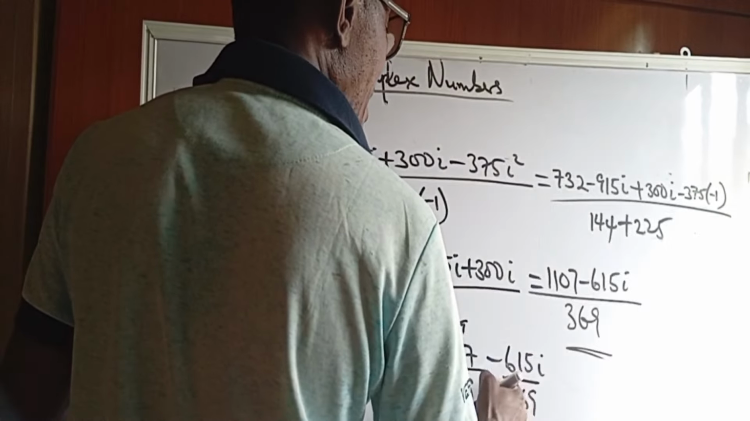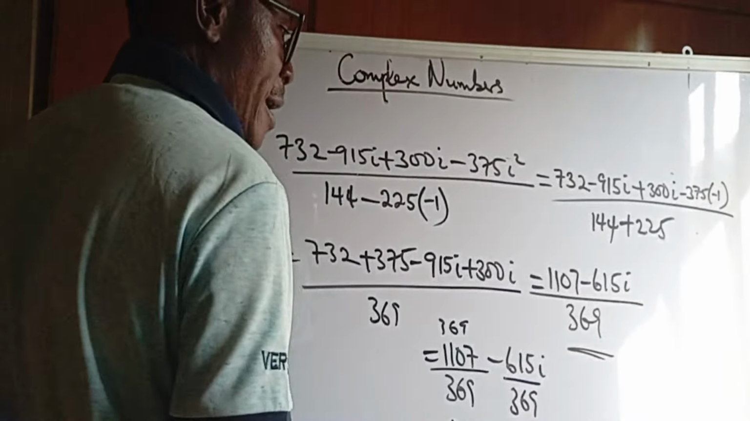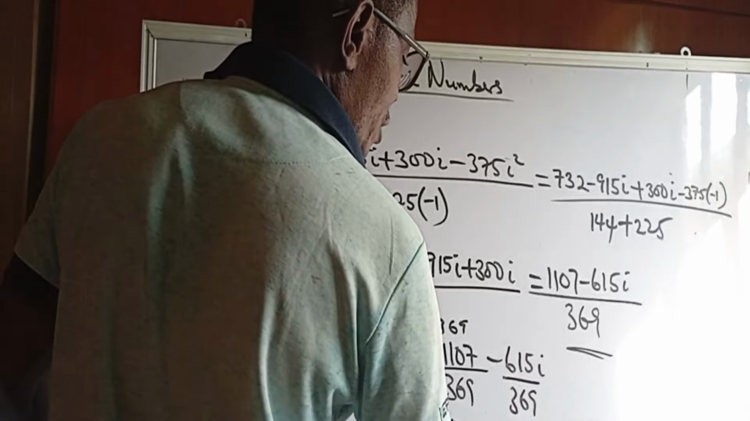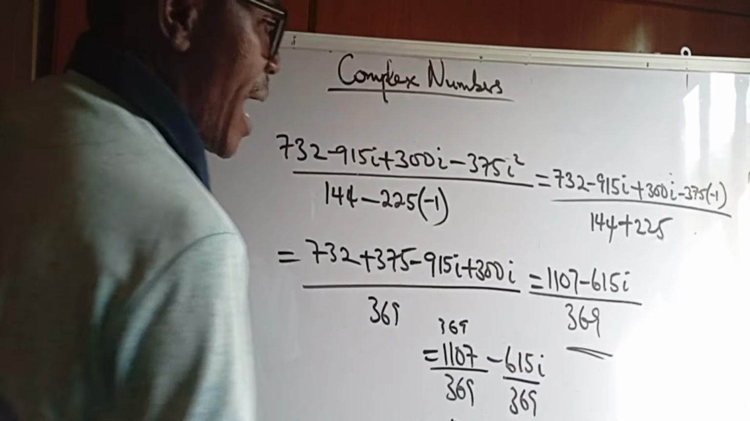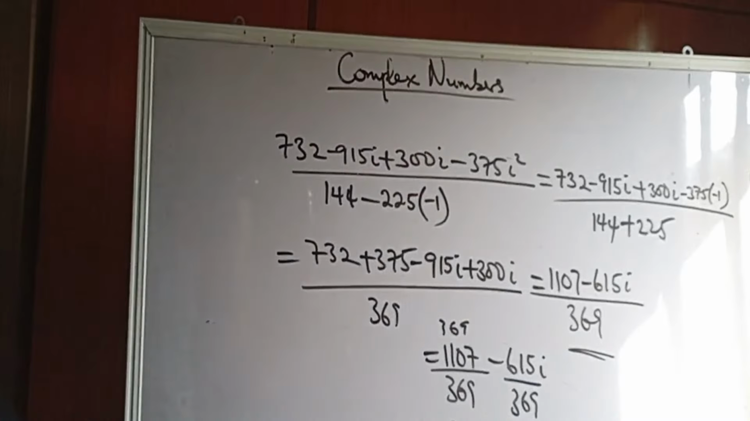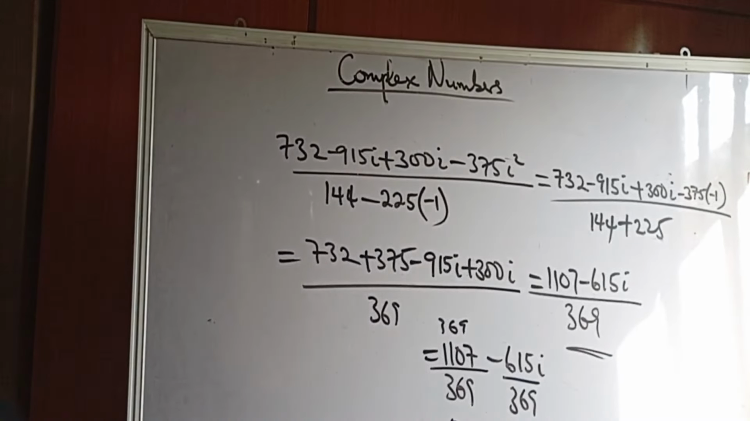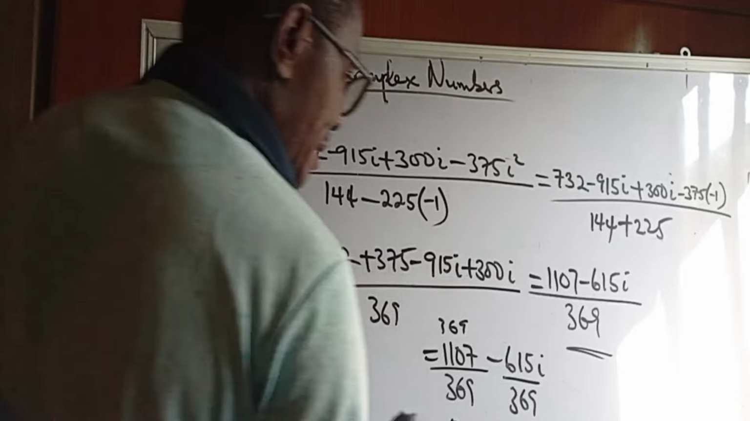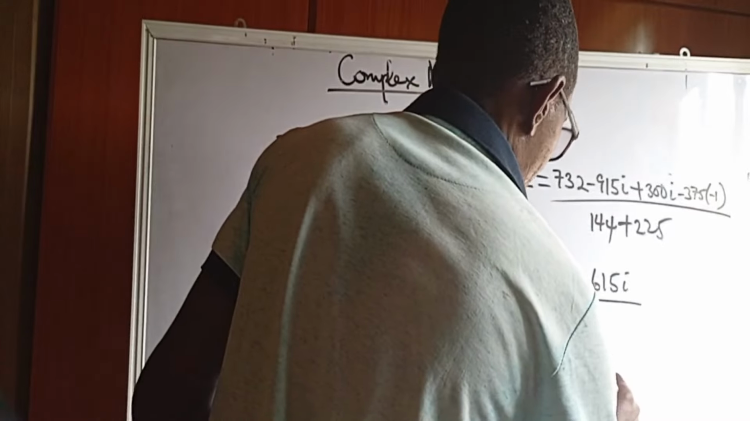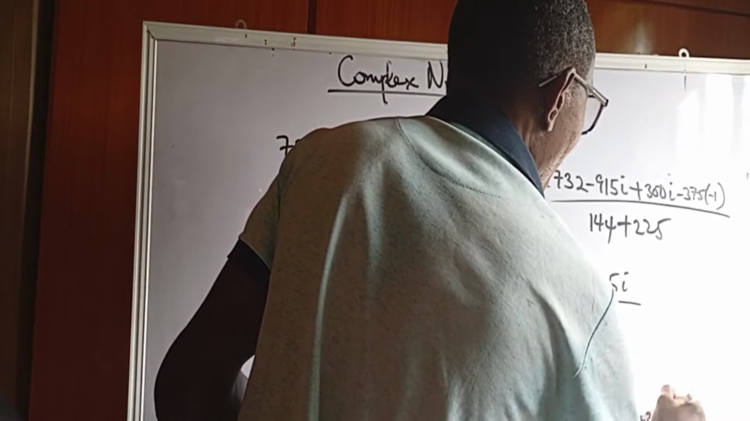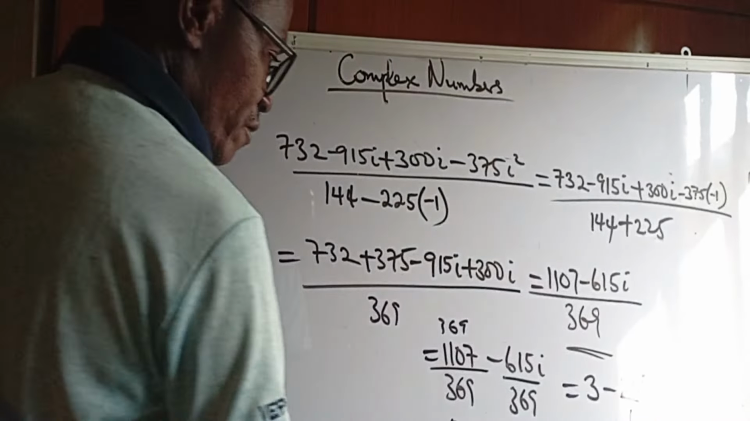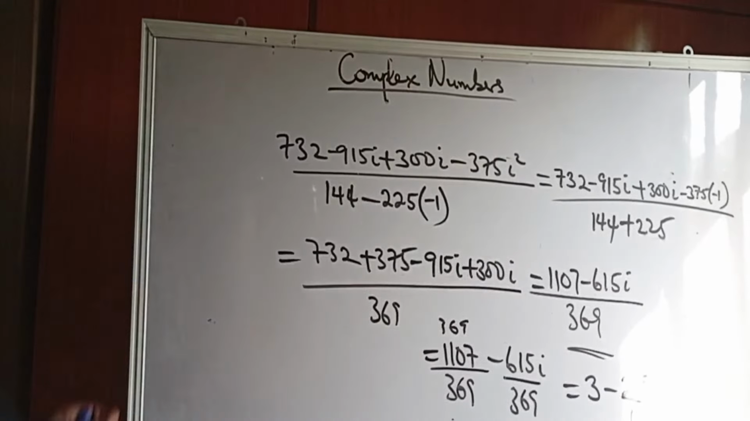Minus, can 3 go here too? Let's check. 3 in 6, that's 2. In 1, 0. In 15, 5. Good. All over 3 in 369, that's 123i. So the answer is 3 minus 2 over 5 all over 123i. Oh, you can't see. Wow, let me write it here. Sorry. So the answer will be 3 minus 2 over 5 all over 123i. That's the answer.